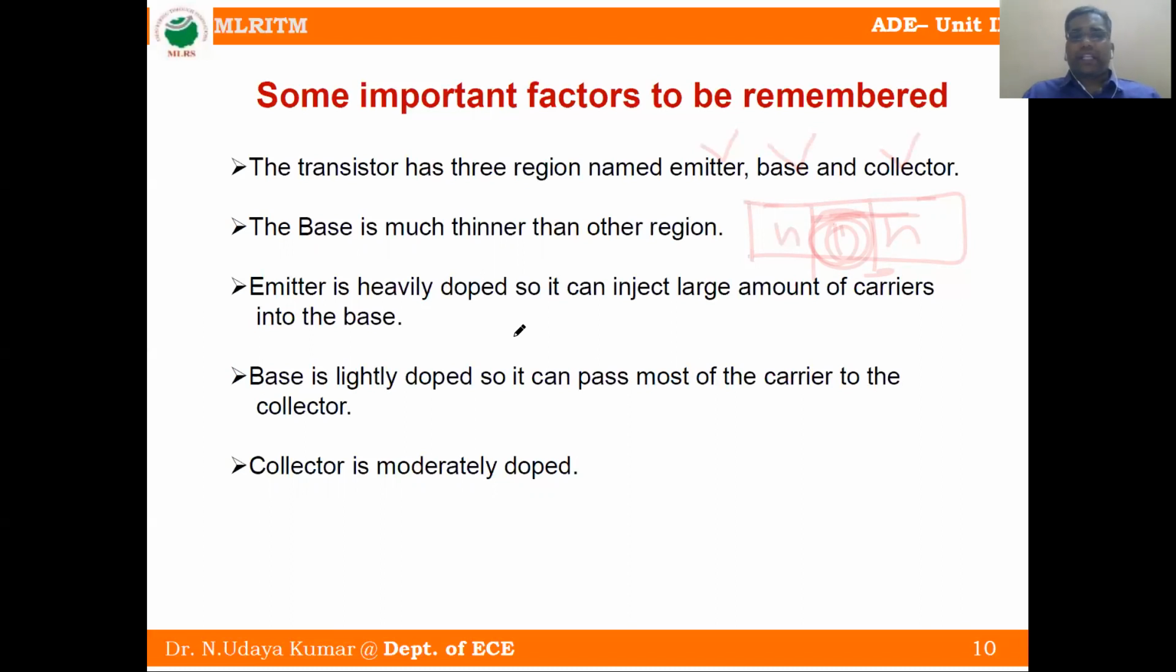Emitter is heavily doped, as I just told you, so it can inject a large number of carriers into the base. Only if the emitter is heavily doped does it emit electrons in a large amount. The base is lightly doped, so it can pass most of the charge carriers to the collector. Lightly doped means fewer holes, so only a few electrons combine with holes, and the remaining electrons cross the junction and are collected by the collector. The collector is moderately doped. Okay.